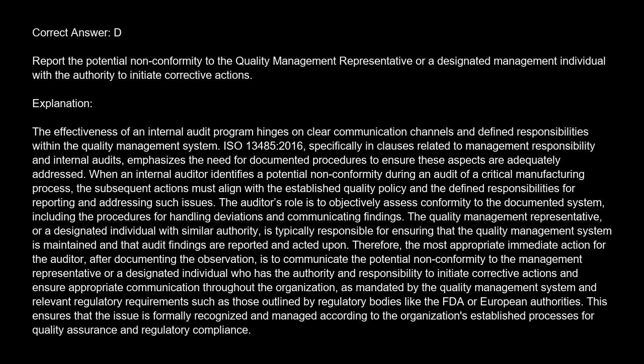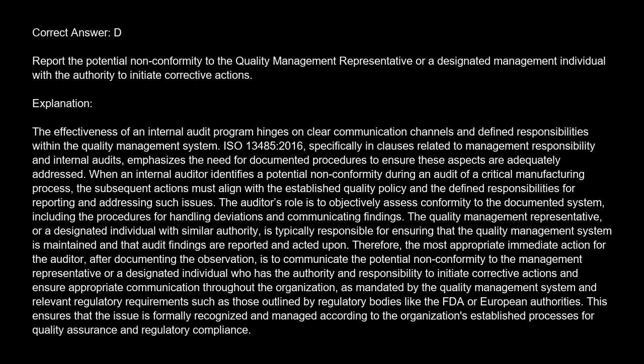When an internal auditor identifies a potential nonconformity during an audit of a critical manufacturing process, the subsequent actions must align with the established quality policy and the defined responsibilities for reporting and addressing such issues. The auditor's role is to objectively assess conformity to the documented system, including the procedures for handling deviations and communicating findings. The quality management representative, or a designated individual with similar authority, is typically responsible for ensuring that the quality management system is maintained and that audit findings are reported and acted upon.